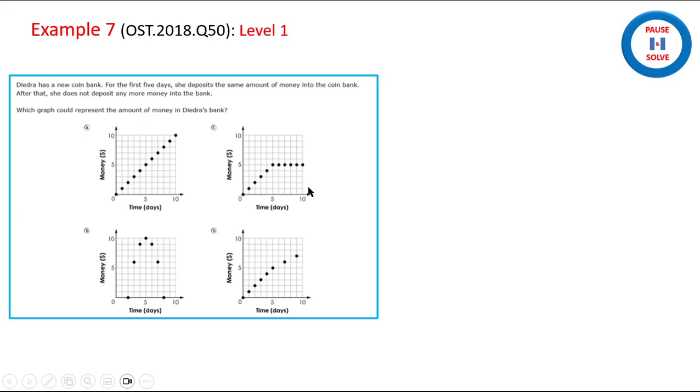If you look at this here, you see that in the first 5 days, the amount of money is increased by the same amount. And then after 5 days, nothing is happening, no more deposits. So the amount in the bank stays the same, okay? That's about it.